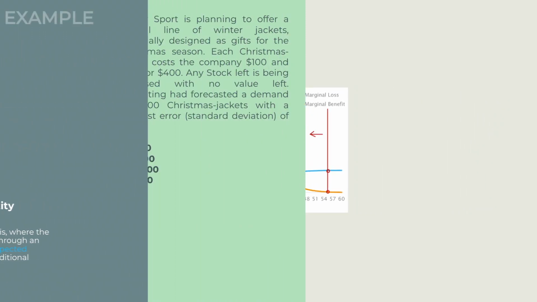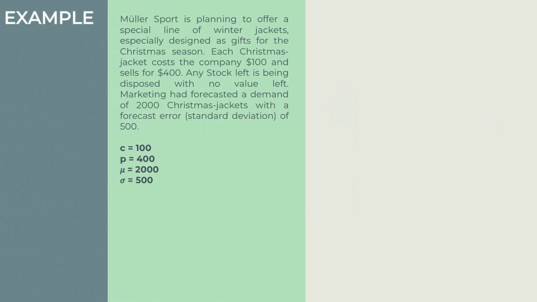Now coming to the example of Müller Sports, which is planning to offer a special winter jacket designed for the Christmas season. Each jacket costs $100 to produce and retails for $400. Marketing forecasted a demand of 2,000 Christmas jackets with a forecasting error of 500.